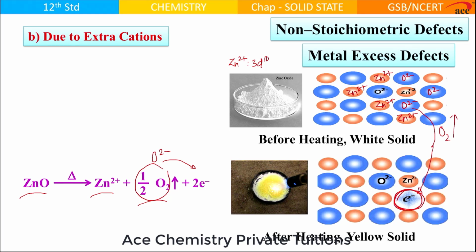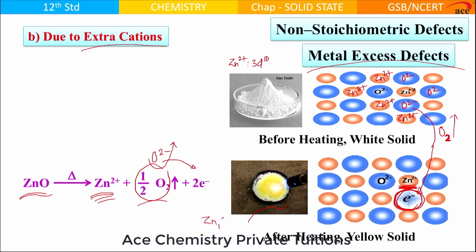Because of this extra electron, now it is easy to excite such an electron. Therefore, now it will absorb visible light and will become colored, and that color is yellow color. And what has happened? Because zinc oxide has decomposed, anion has gone out and cation has been left behind in the lattice. Zinc doesn't go out, zinc remains there. Only oxide ions get converted to oxygen gas, leaving behind electrons. So can I say cations have become extra? So we say extra cations. So this is metal excess defect.